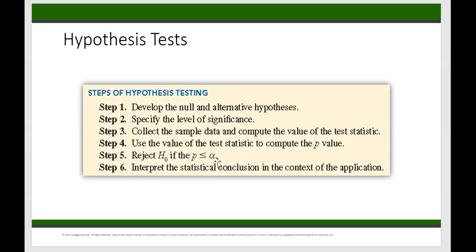We find the p-value, we make the conclusion by comparing p-value and alpha. If p-value is small, we go ahead and reject the null hypothesis. And based on that, we make a business conclusion. I mean, we just need to basically make sure that we make the appropriate conclusion in terms of the business application that we're talking about.